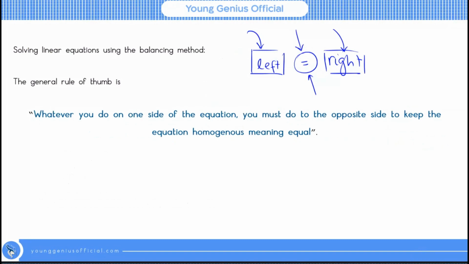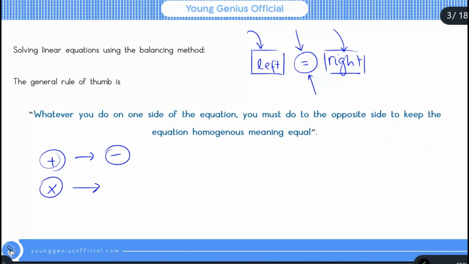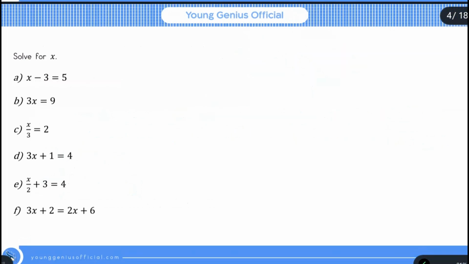So when I say that we're going to do opposites of operations, in order to move something from the left side to the right side or from the right side to the left side, if you're adding, you'll do the opposite to get rid of it, which is subtract. If you're multiplying, you'll do the opposite, which is divide, to get rid of it. Similarly, if you're subtracting, you'll add to get rid of it, and if you're dividing, you'll multiply to get rid of it. So let's put all that I've said into perspective by trying a few examples.